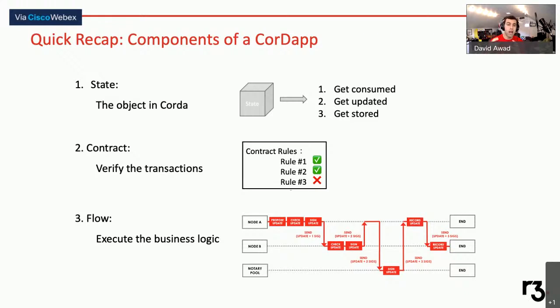So again, objects are the things themselves. Contracts outline what actions can be performed on those things, and flows are the way by which you actually perform those updates. So that's our quick recap there. Hopefully all of that makes sense.